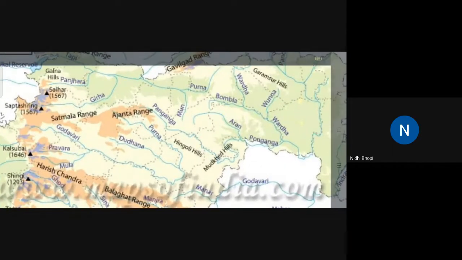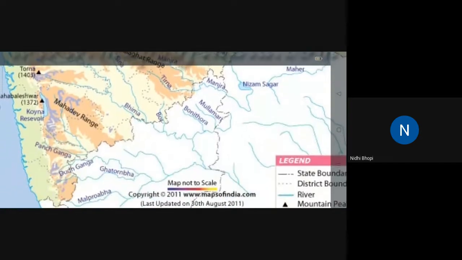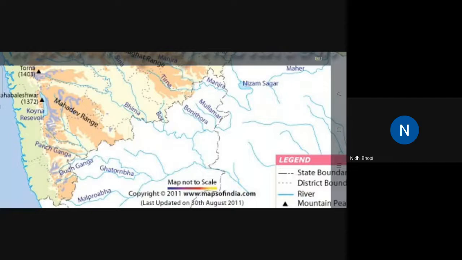You can see dense network of rivers also. Godavari, Pravara, Mula, Panchaganga, Purna, Aran, Panganga, Vardha. All these are the rivers which are shown in blue color. Mostly the rivers and their tributaries. Out of that, the most important is Godavari, which rises from Mahabaleshwar, that is Trimbakeshwar.